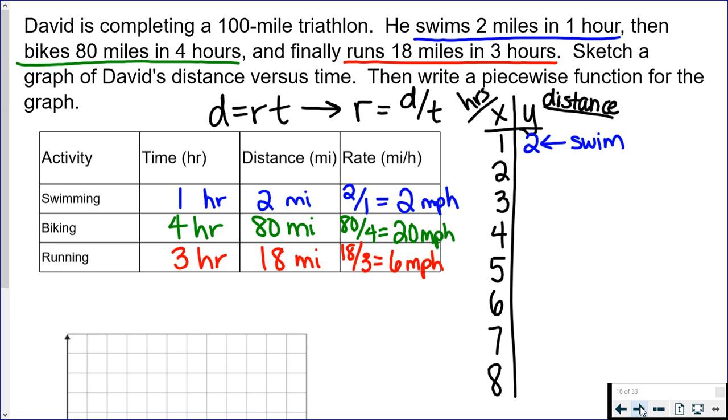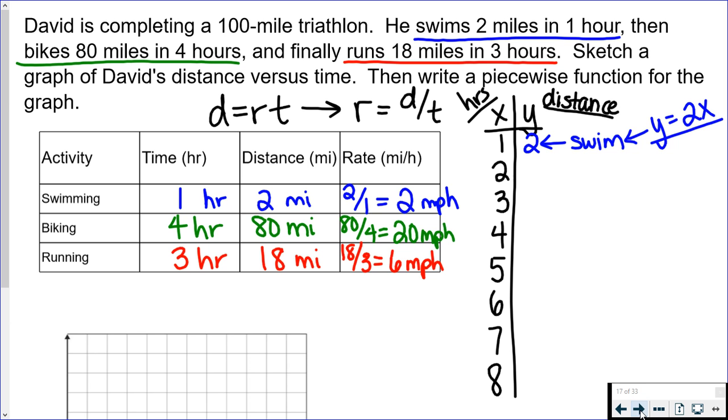So the slope of this line is 2 because slope and rate are very related to each other. They basically mean the same thing. So the slope of this first piece of our piecewise function is 2 because that's the rate. And we know that the y-intercept of this first piece is 0 because if no time passes, you don't go anywhere. So the y-intercept would be 0. So the first piece of this function is y equals 2x.